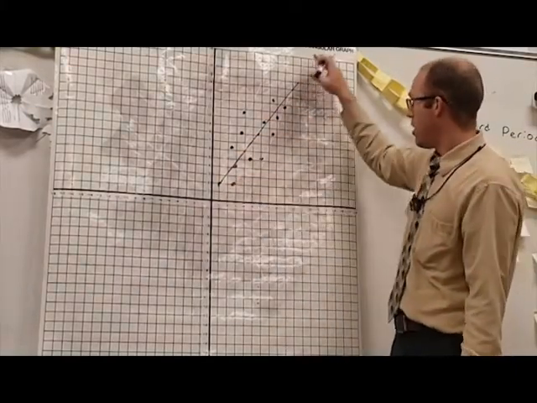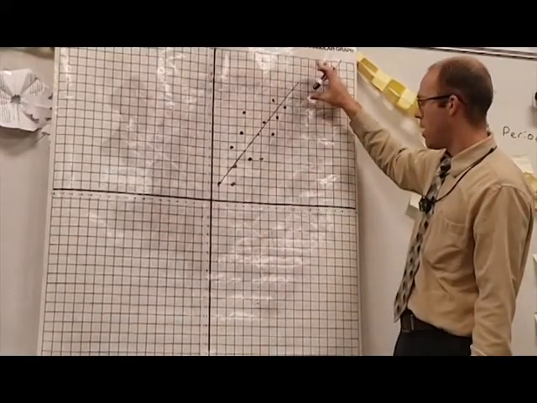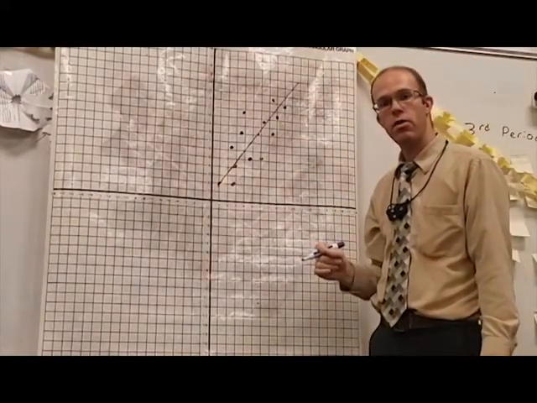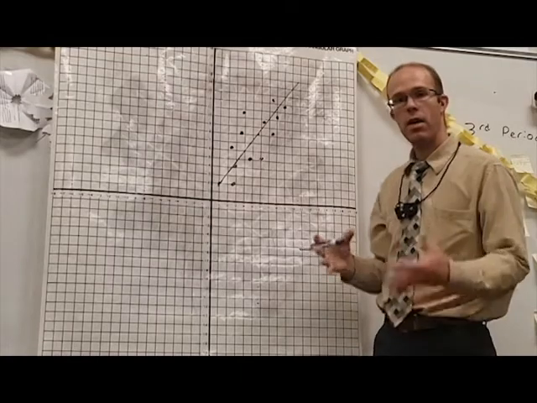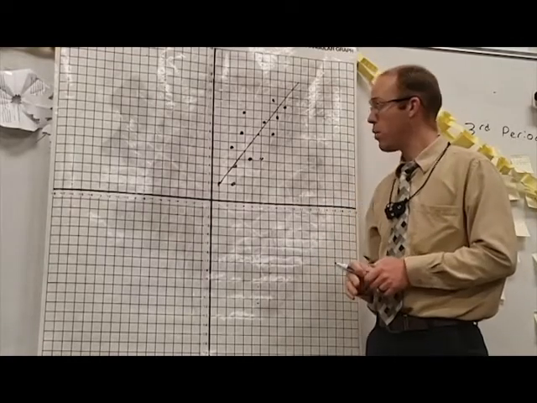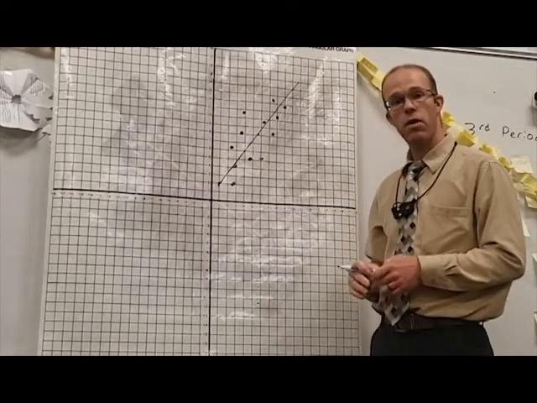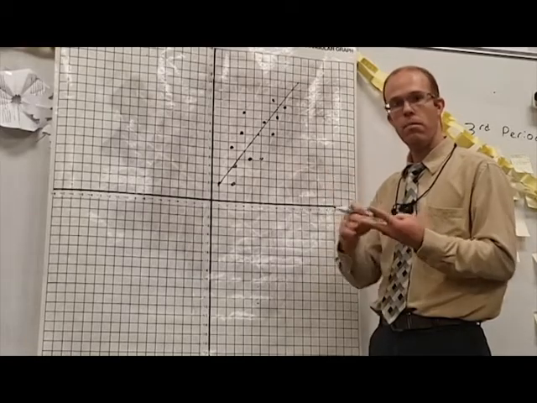You can see the trend on this is positive. We're going up and to the right, so the slope of our line of best fit is going to end up being positive. Now, we've done equations for lines before, and we used slope-intercept form and point-slope form.